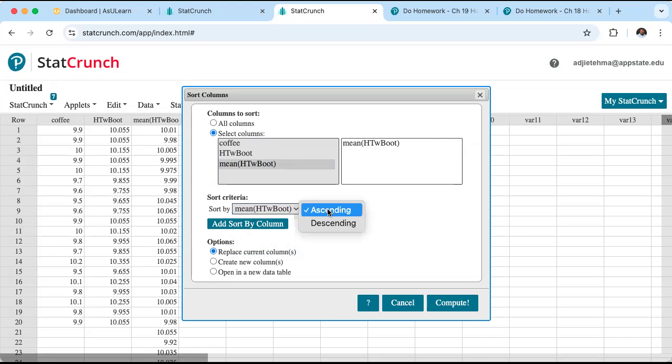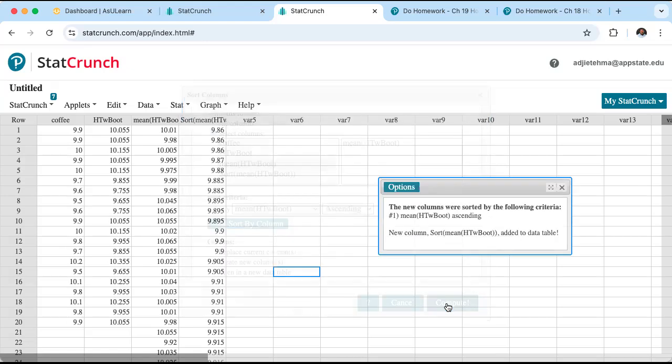If you choose descending, it means it's going to sort from highest to lowest, but we want to sort from lowest to highest. Is that okay? So we choose that. We don't want to replace the column. Instead, we want to create a new column. Is that okay? So we could have both of them. So you just create a new column and then you hit compute.